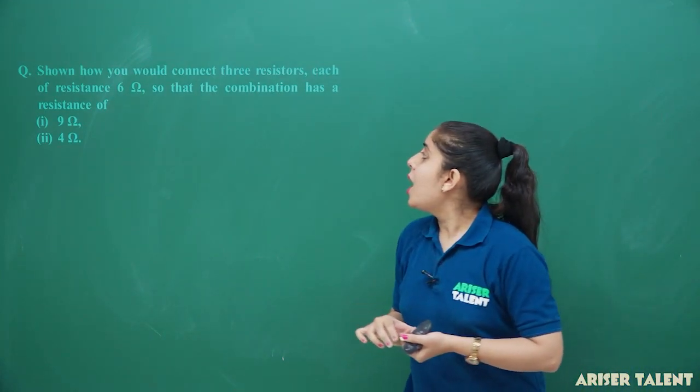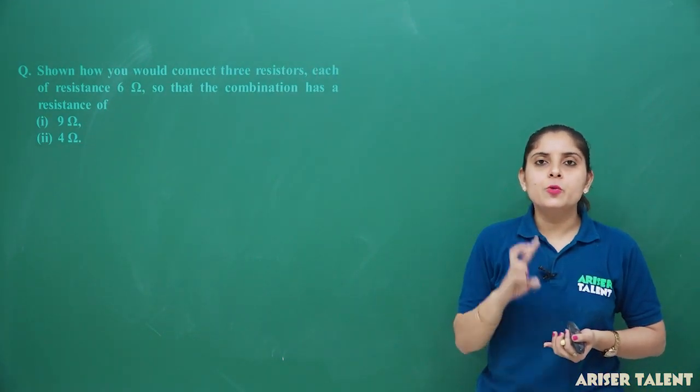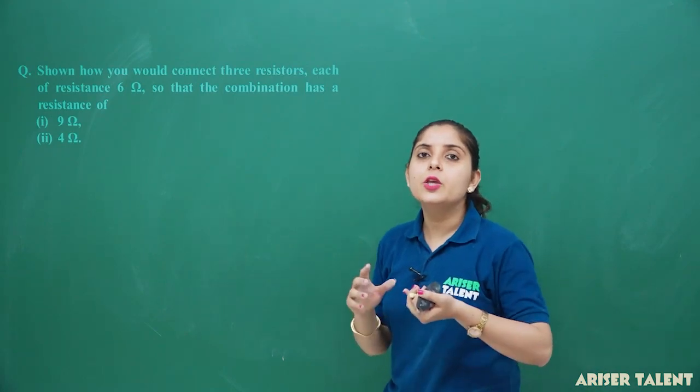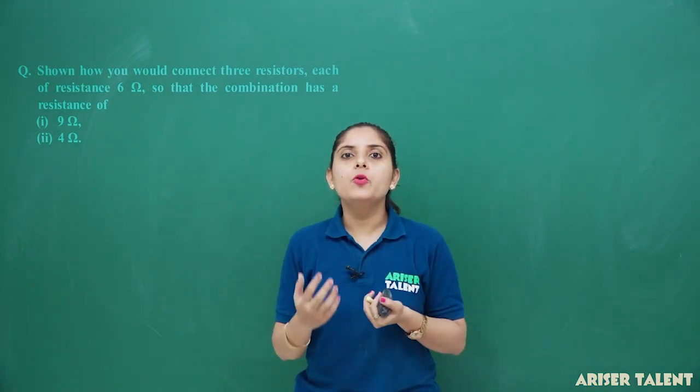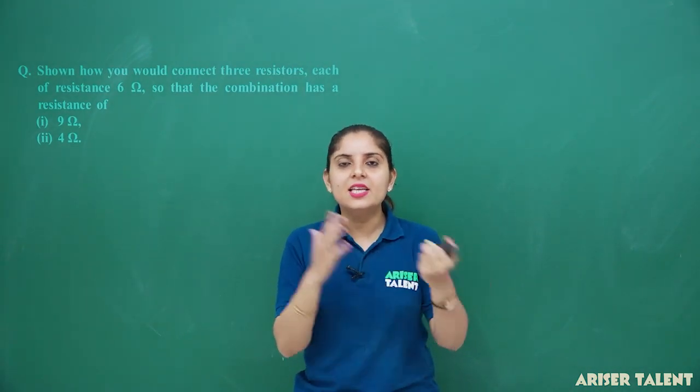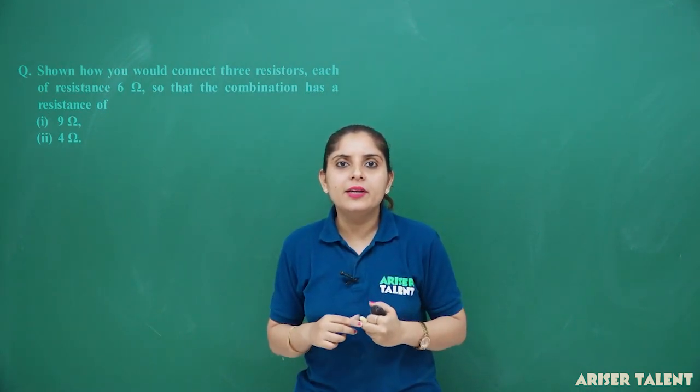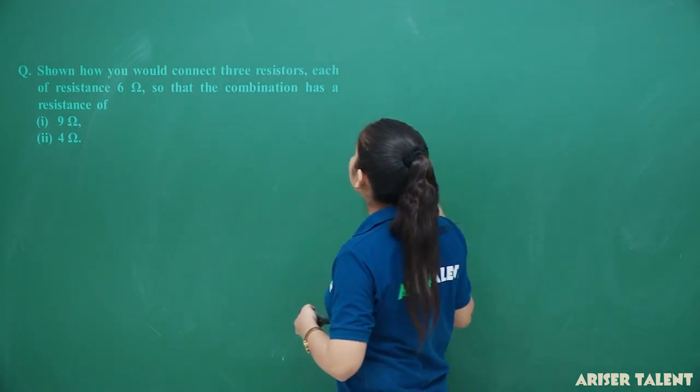Now, how do you connect the 3 resistors? You are provided with the 3 resistors and you have to do the connection. Now, how do you connect these resistances? Either in series or in parallel. You have only 2 alternatives here. So, we are provided with the 3 resistors here.